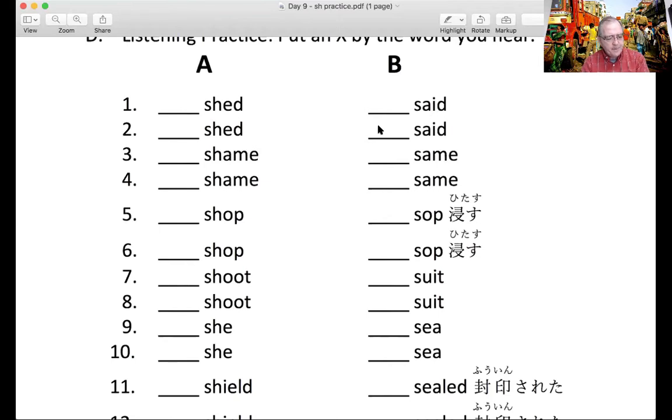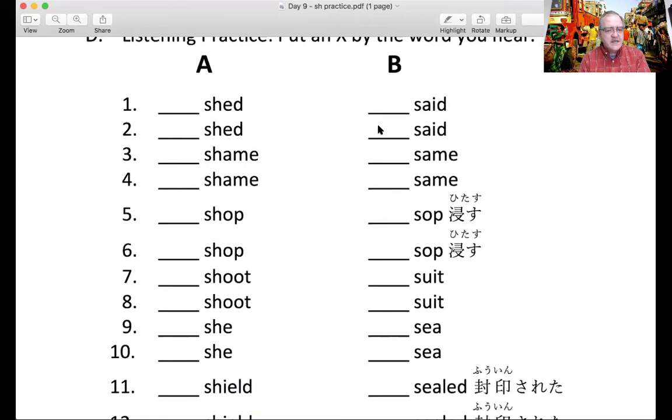Number 1, shed. Number 2. Okay, I'll read it twice. Number 1, shed, shed. Number 2, said, said. Okay, let's check those answers. Number 1 was A. Number 2 was B. Are you writing it down and trying? Okay. Number 3, shame, shame. Number 4, same, same.